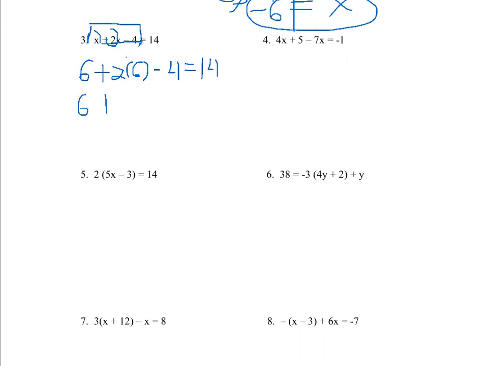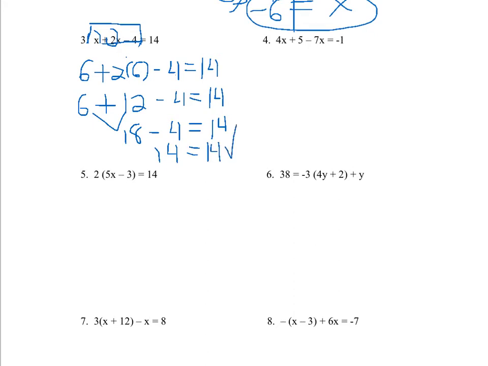So then I have 6 plus 2 times 6 is 12. And then -4 equals 14. See here, 6 plus 12 is 18. And it works. 18 minus 4, that does equal 14. So I'll put a little check right there. I check that x equals 6 works. When you plug it in, you get the same number on the left side and the right side of the equation. So I'm assured that that is the correct solution to the equation. Okay, let's look at 4.